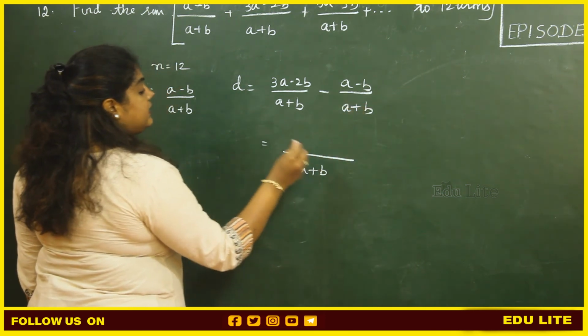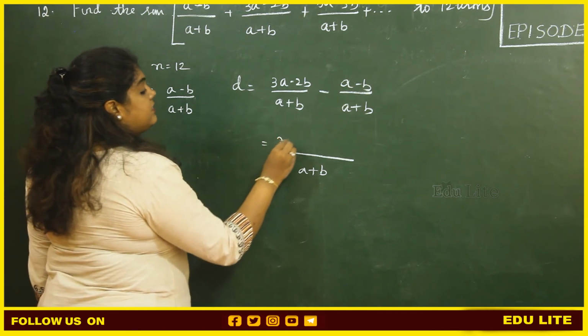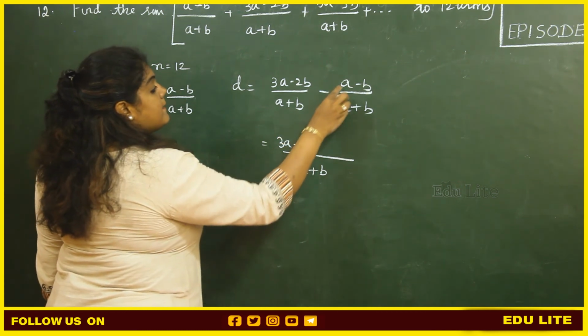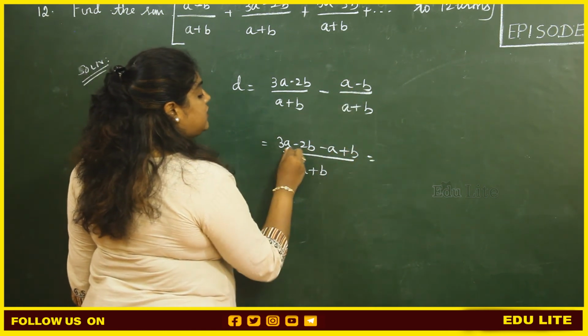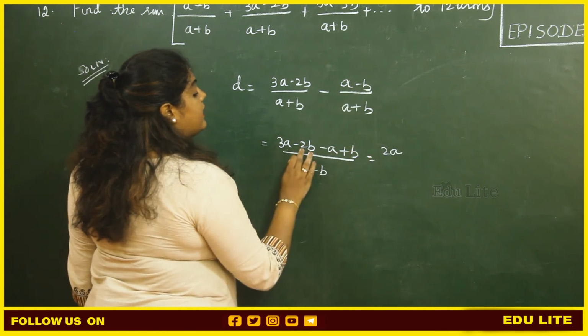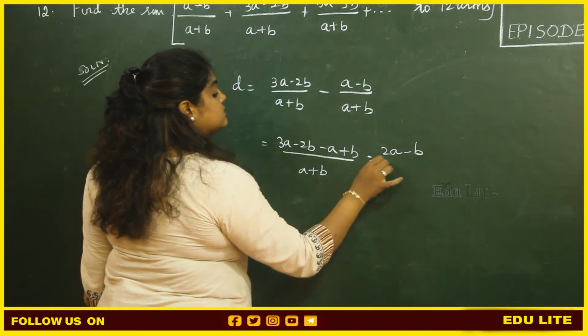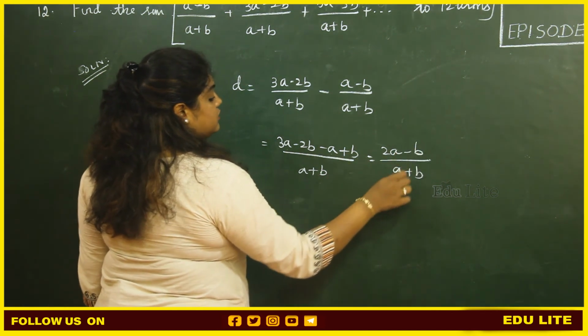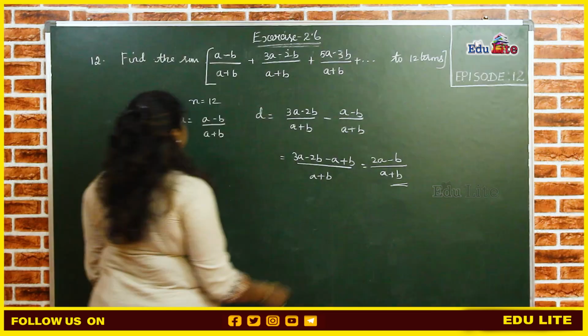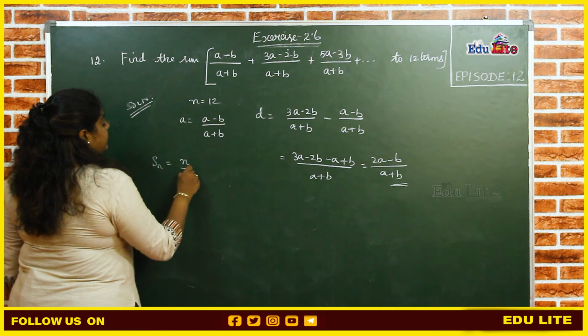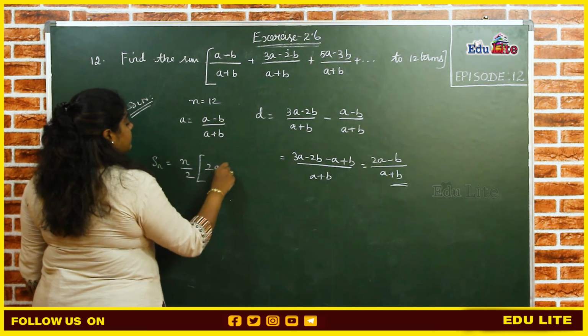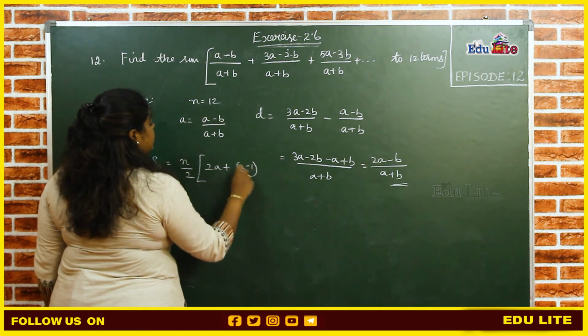Therefore, we can directly simplify the numerator. 3a minus 2b minus a, minus into minus plus b. Therefore, 3a minus a is 2a, minus 2b plus b, minus b by a plus b. So, we got the value of d as well. We will use the formula of Sn. Sn equals n by 2 into 2a plus n minus 1 into d.